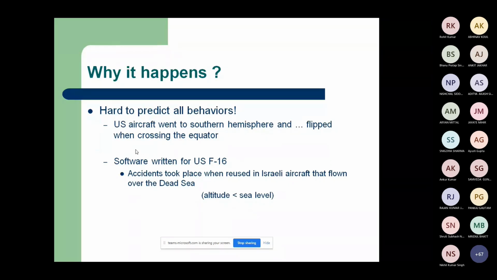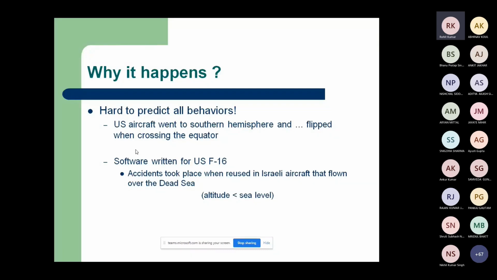Okay, so this is why it generally happens that you cannot predict all the behaviors of any system. As you see, US aircraft went to the southern hemisphere and flipped when crossing the equator. So supposing somebody is in the northern hemisphere, and every coordinate and everything has been computed as if this plane is always going to fly in the northern hemisphere. Then if you go into the southern hemisphere, you know what will happen, because in the southern hemisphere the coordinates are calculated differently. And in the northern hemisphere these calculations are different.